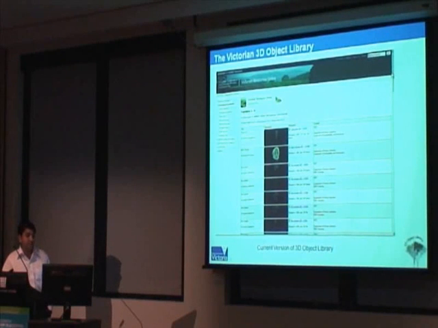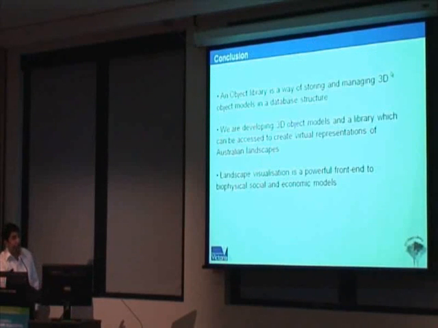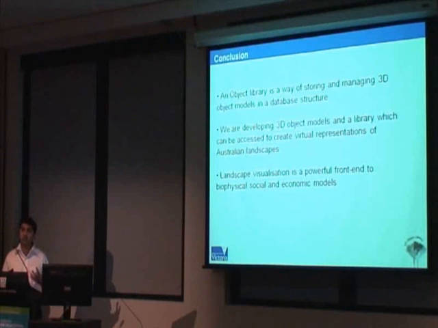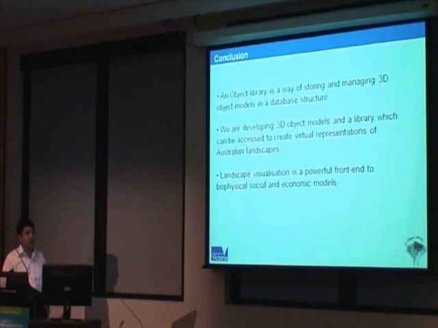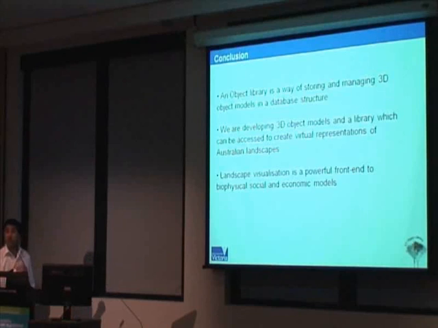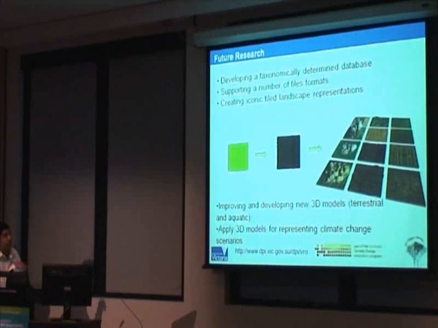And the future and the conclusion for this presentation is that we are trying to set up a library which is a way of storing and managing 3D objects, and it's always helpful to create a front end for any of the scientific models or spatial data. When you search on the web, you will not find as many objects to create a specific Australian landscape. So this is our approach to create a setup for the 3D object library, and it's a very powerful front end tool for biophysical, social, economic models, spatial data sets, and very complex scientific applications. And some of the future research we are already into.